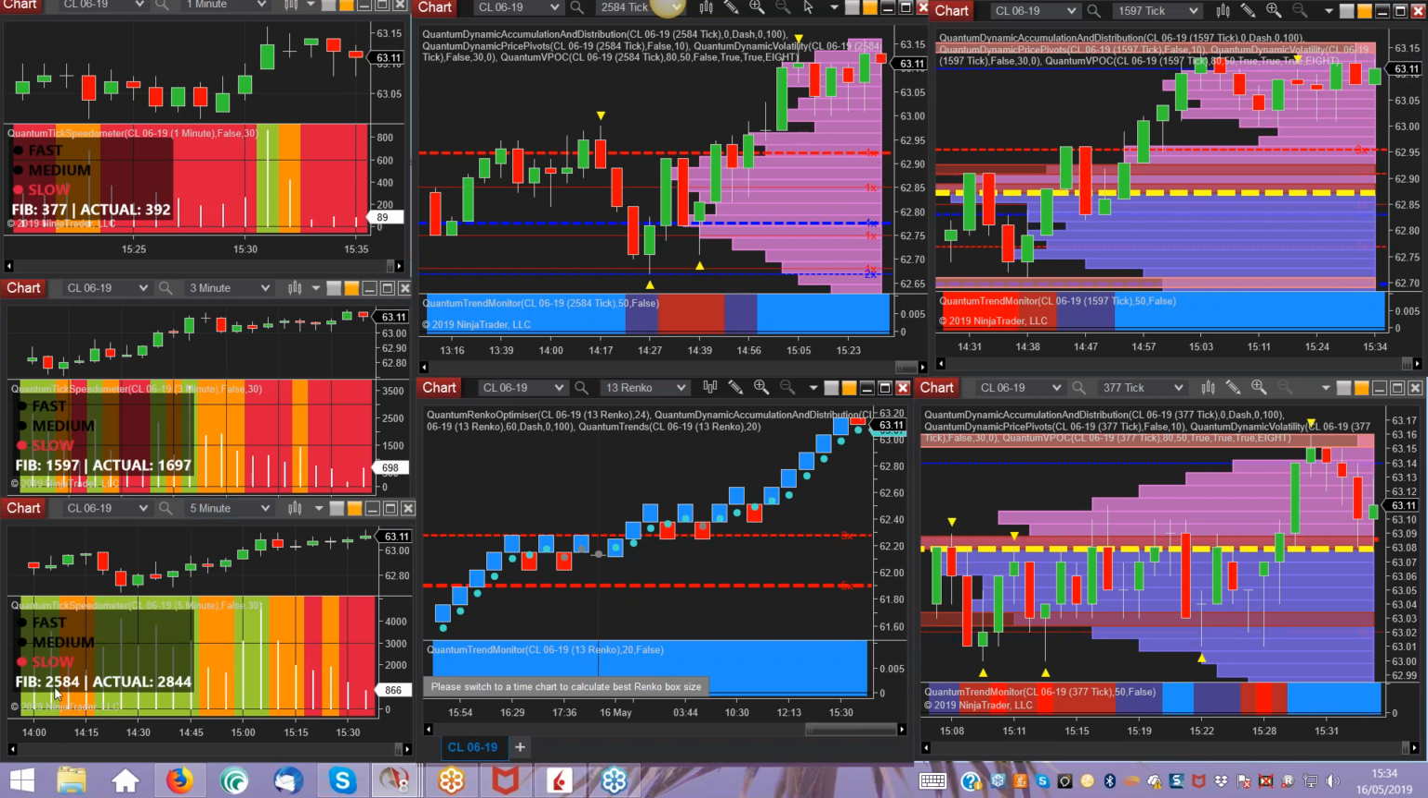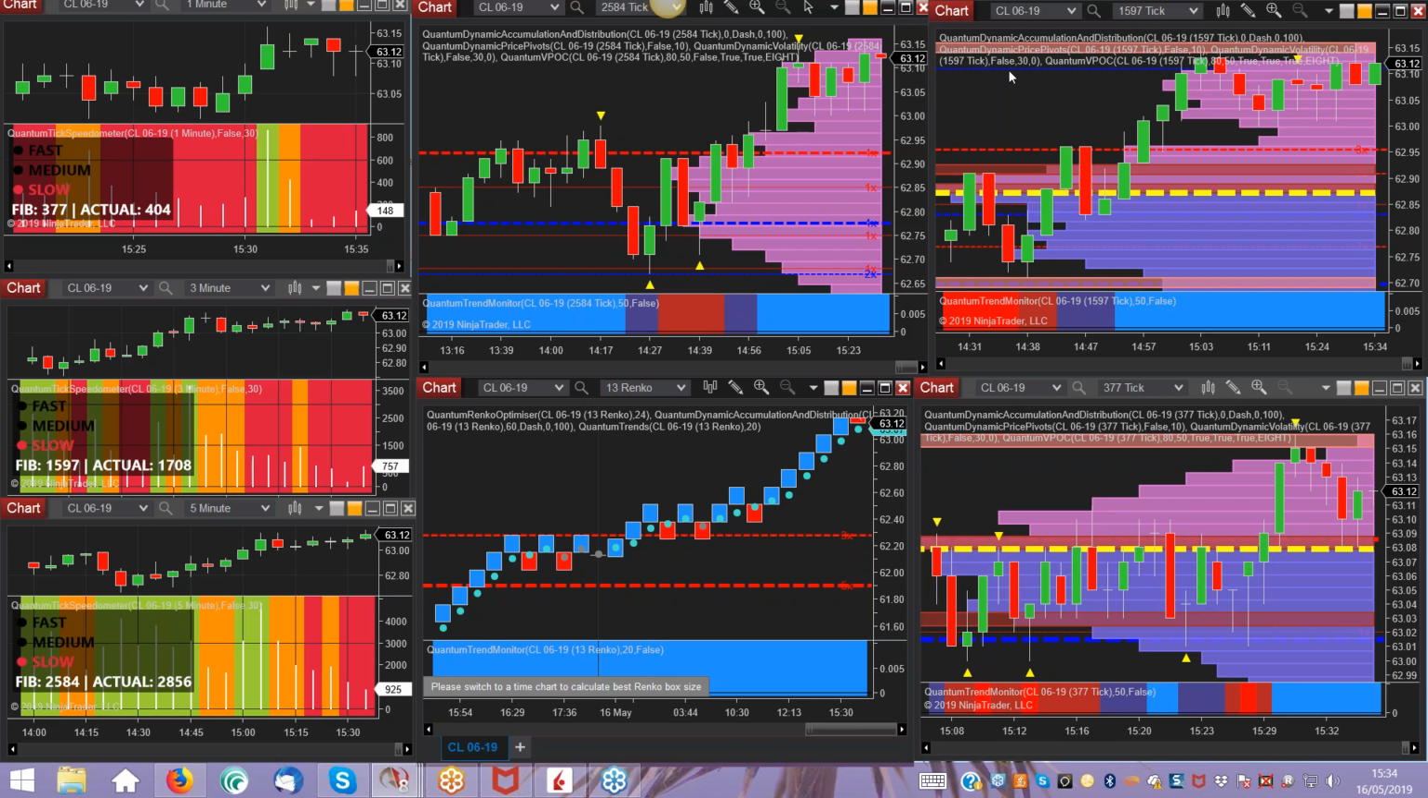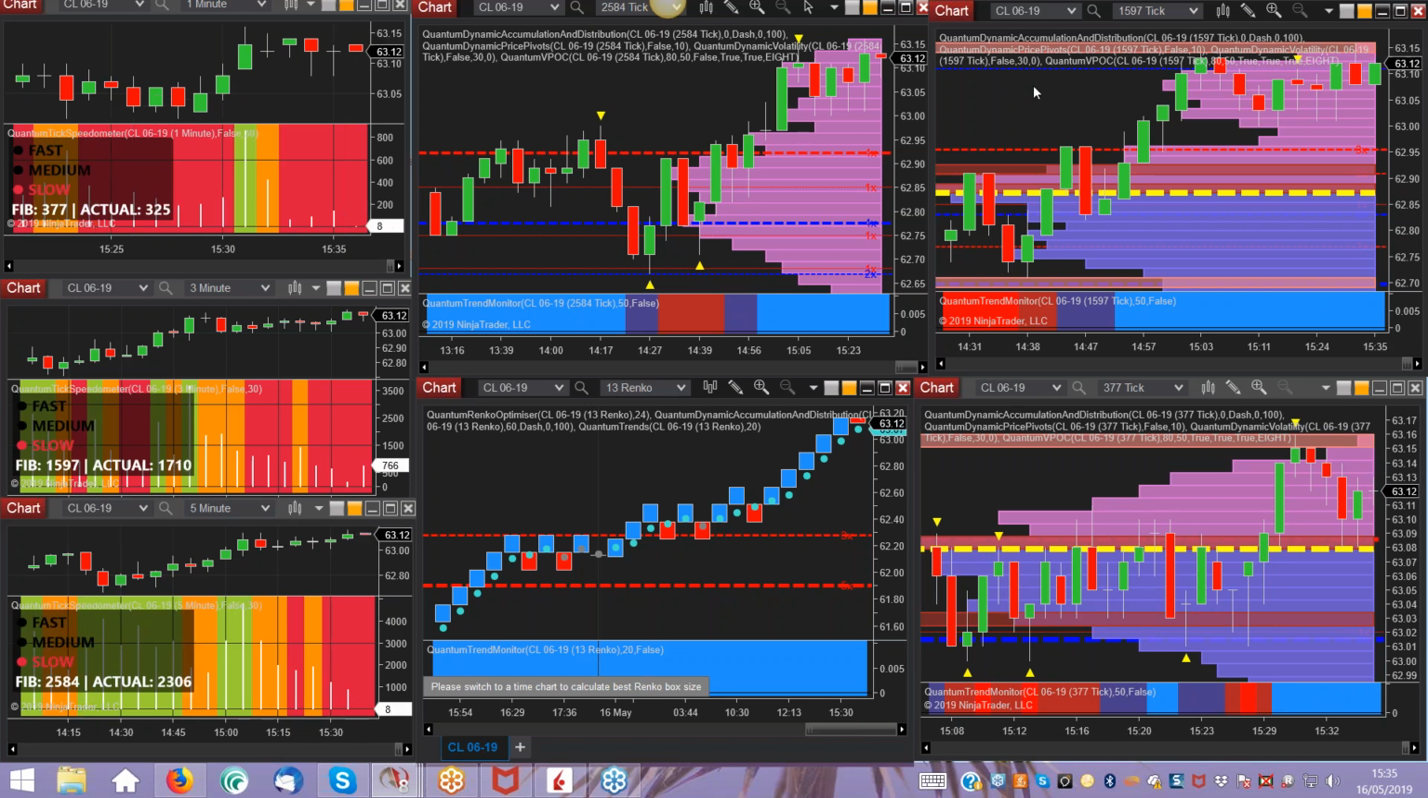And you can see the tick settings. I've actually picked these off as the ones that change less frequently on this indicator. This is the tick speedometer indicator. So I've got 2584 up on this one. I've got 1597 tick on this one and 377 tick on this one.